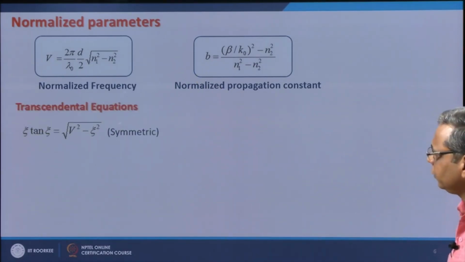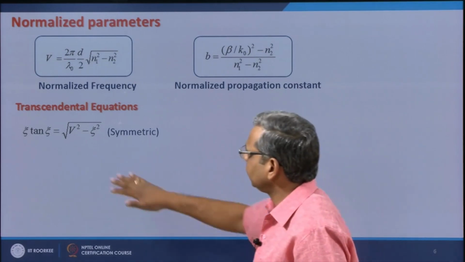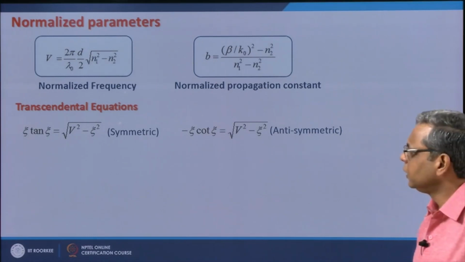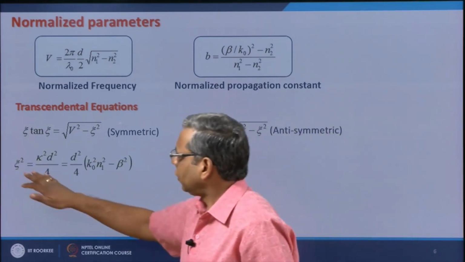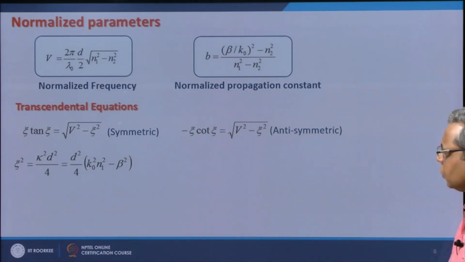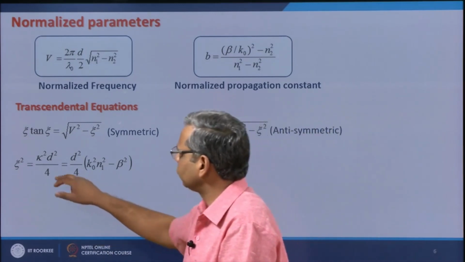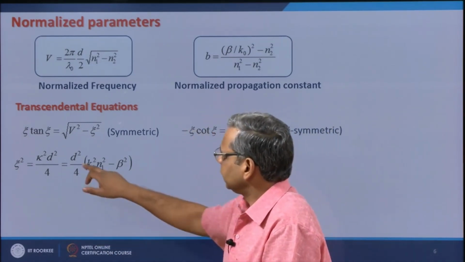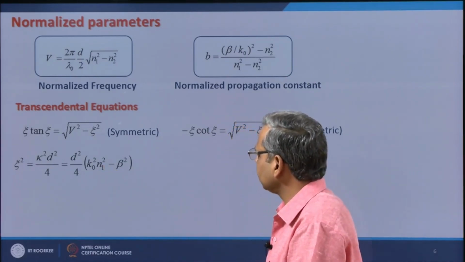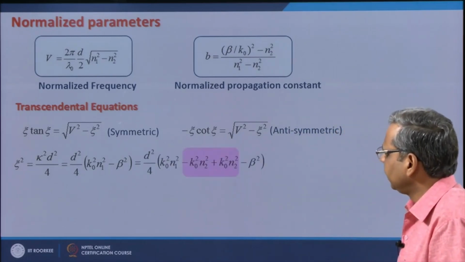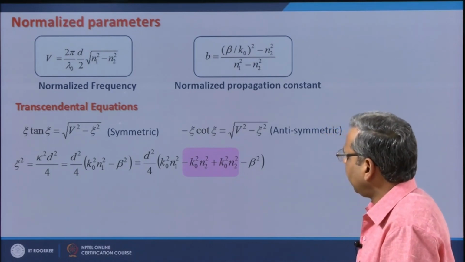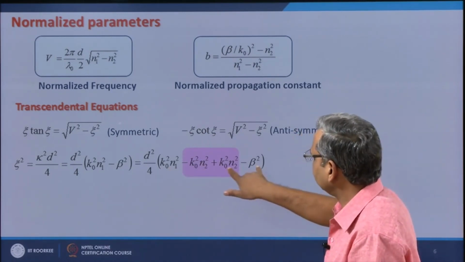So, how do I do this? This is the transcendental equation for symmetric mode, this is the transcendental equation for anti-symmetric mode. Let me find out how I can get xi in terms of B and V. So, xi square is equal to kappa square d square by 4, and kappa square is k naught square n1 square minus beta square. I do a little mathematical manipulation, I add and subtract k naught square n2 square here, and then I regroup these two terms and these two terms.